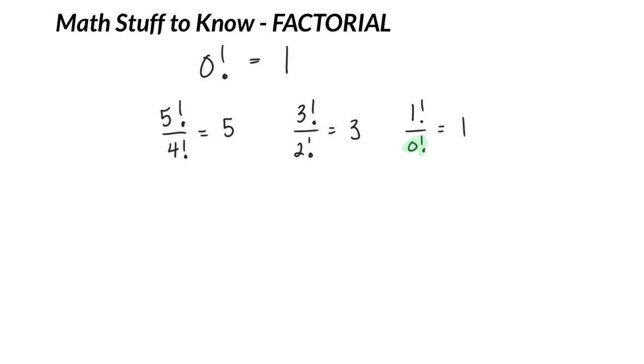Another way I think about it is if I had 0 books to put on a shelf, how many ways could I order it? 1 way, I would leave the shelf empty. But remember, 0 factorial is 1.